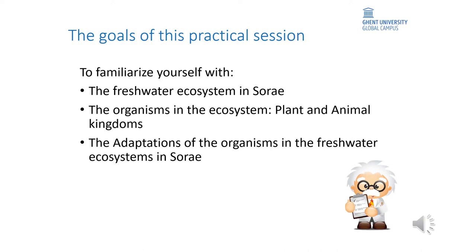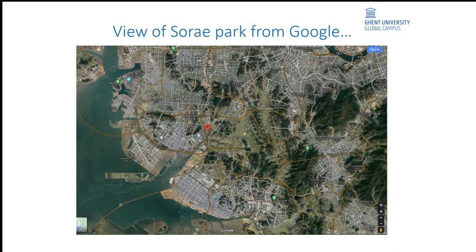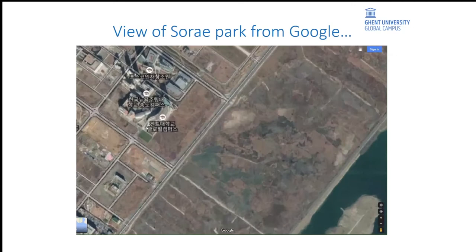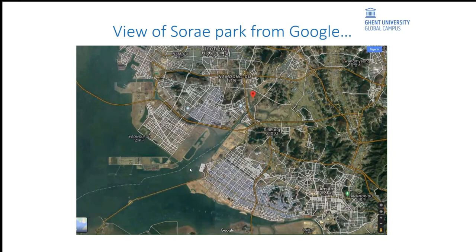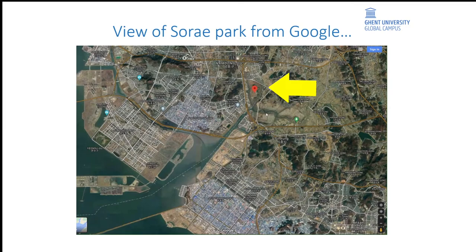Let's look at the Google view or the space view of Sorae Ecological Park. To begin, let's show the location of Ghent University. Our school, Ghent University, is right here on the screen. And the seawater gains access interland from here in this direction up north. And Sorae Ecological Park is here. Let's zoom in to see the features of Sorae from space.